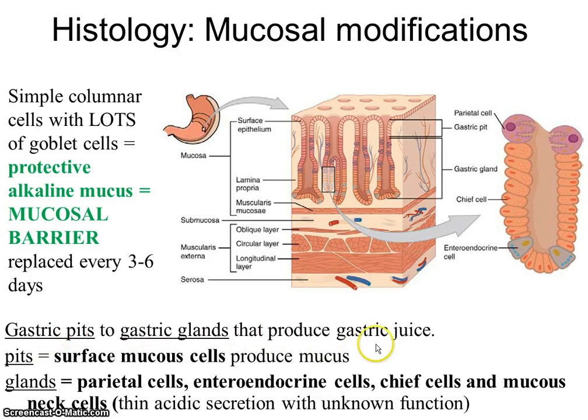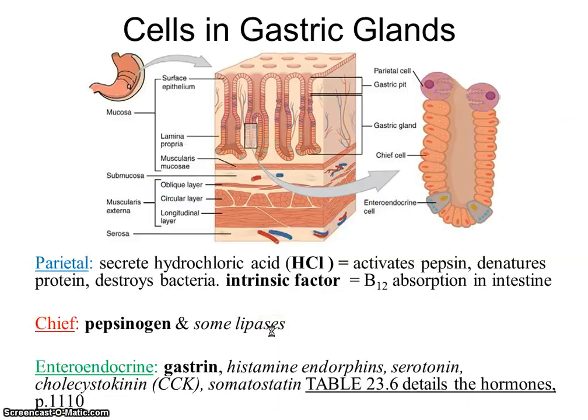The pits lead to the gastric glands, and the glands produce what we call gastric juice, while the pits are surface mucus cells with lots of mucus for protection. And the glands have parietal cells, enteroendocrine cells, chief cells, and again, those mucus neck cells. When we look at the specific cell types, we want you to know that the parietal cells make hydrochloric acid, okay? And hydrochloric acid is what we're going to use to activate pepsinogen. The OGEN means this compound is not active yet. And in the presence of hydrochloric acid, pepsinogen made by chief cells becomes pepsin.